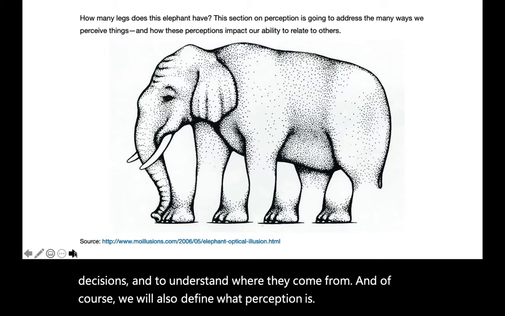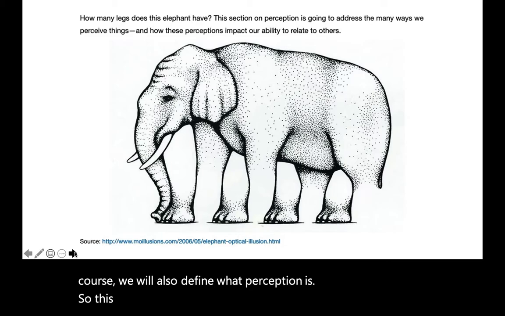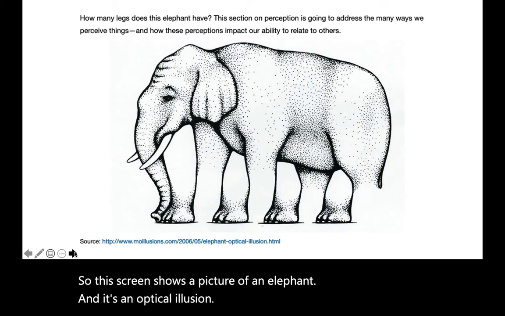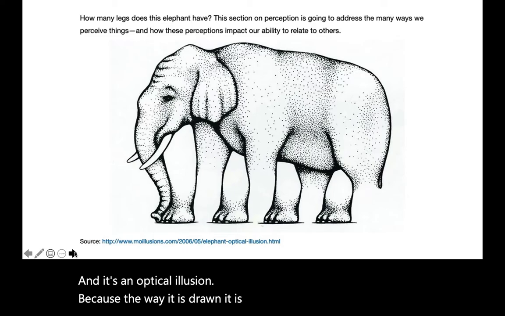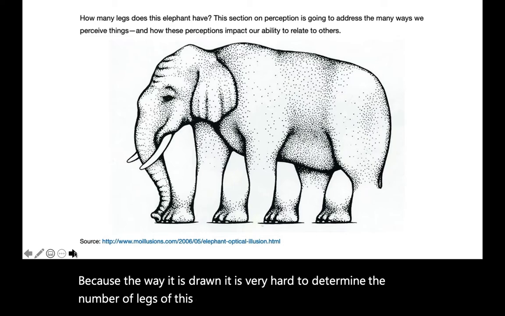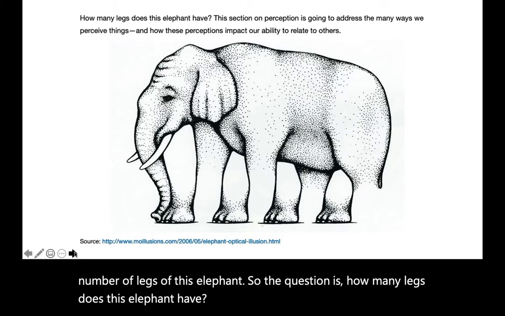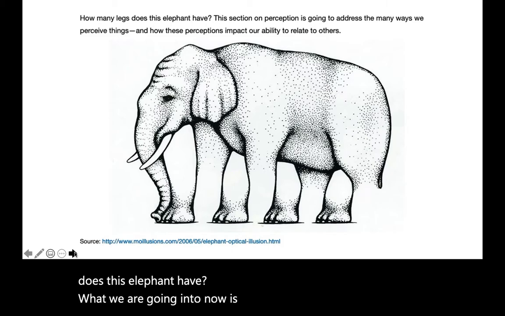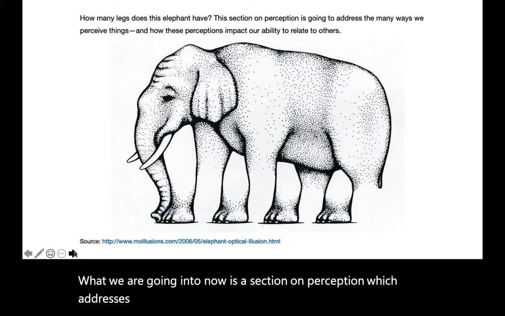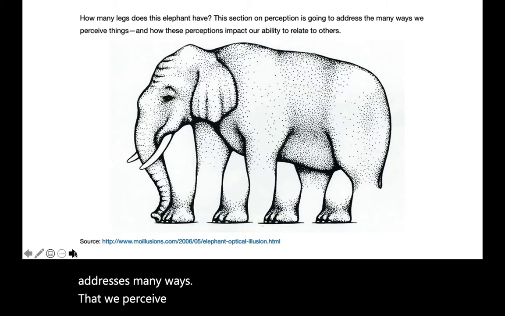So this screen shows a picture of an elephant, and it's an optical illusion because the way it is drawn, it is very hard to determine the number of legs of this elephant. So the question is, how many legs does this elephant have? What we are going into now is a section on perception, which addresses many ways that we perceive things and how these perceptions impact our ability to relate to others.